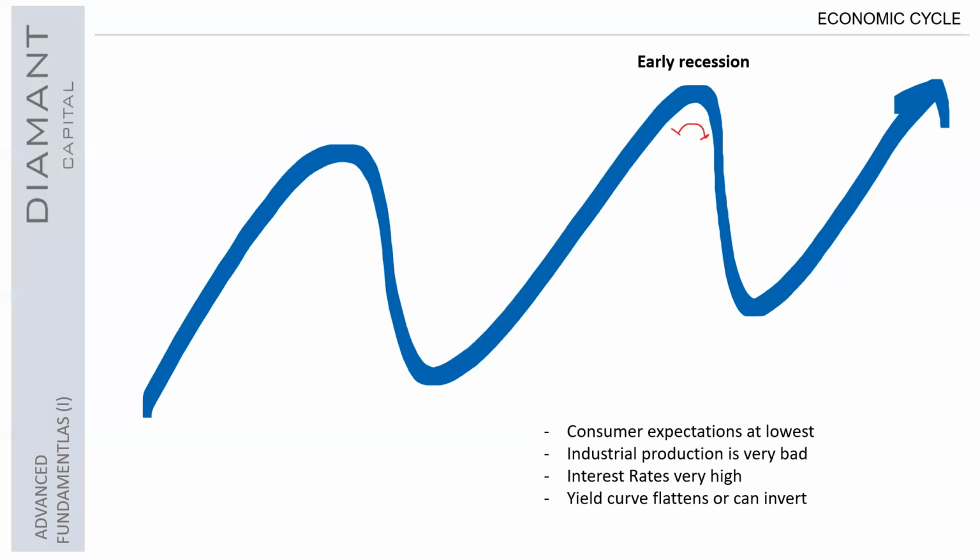And then the final stage that we look at is the early recession. Consumer expectations are at the lowest. Industrial production is very bad. So you can expect GDP to not be too great either. Interest rates are very high, so not much economic activity. Not many people are borrowing money. Not many people are taking loans, business loans or whatever it may be. Hence why businesses are not as active. And then the yield curve flattens or can even invert. This is a very dangerous stage, and when the yield curve inverts or remains flat, we're going to get into that in more detail in the next few lessons.